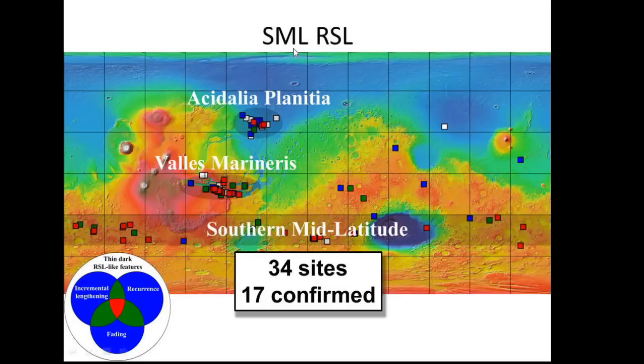So now we're going to start in the south, with the southern mid-latitude sites. Here we have 34 sites, 17 confirmed. So half of the confirmed sites are in the south.